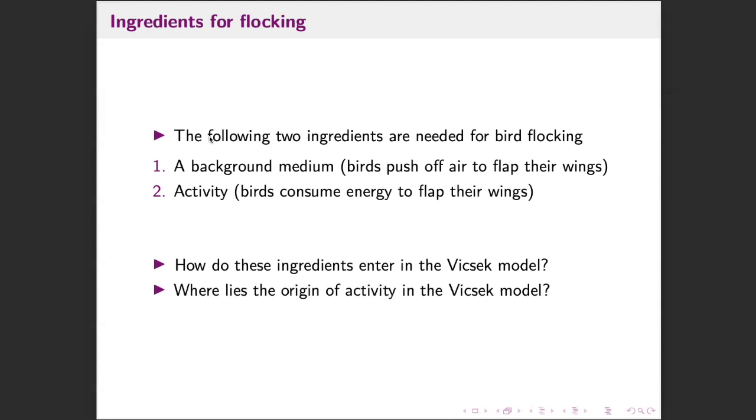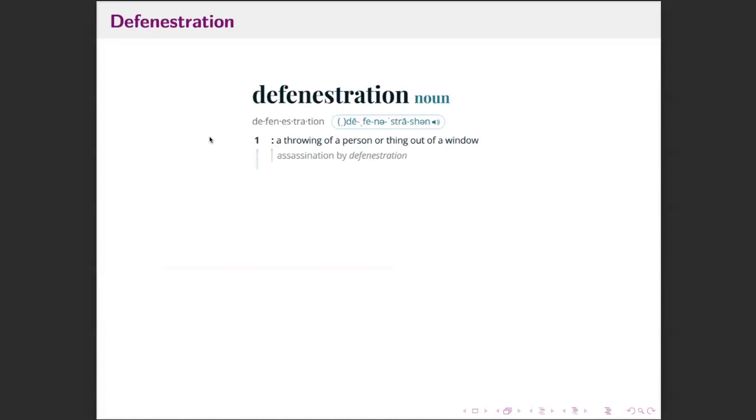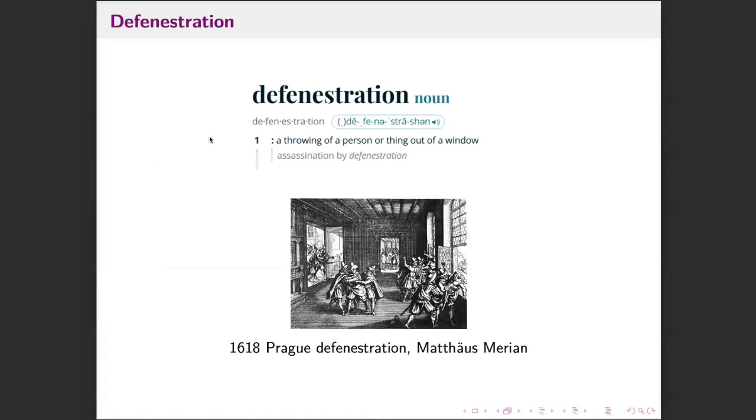Or more specifically, we ask the question, where lies the origin of activity in the Vicsek model, or just any microscopic description of flocking? These questions are related to this phenomenon which I sort of introduced myself, which I call defenestration. Defenestration is mainly known from Prague. It happened a lot there. It's throwing a person out the window. But you can also throw things out of the window. Or you can throw ideas out of the window.